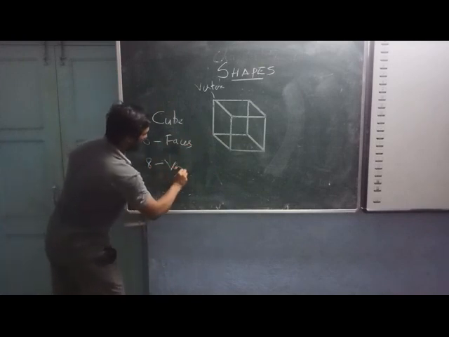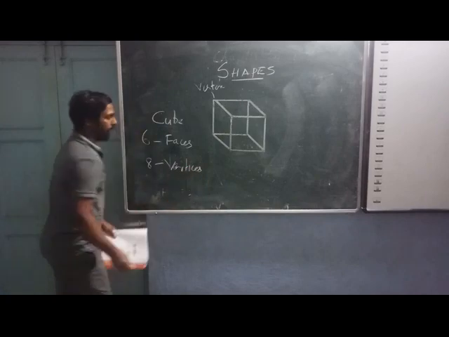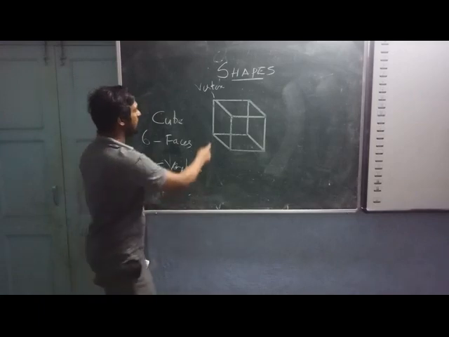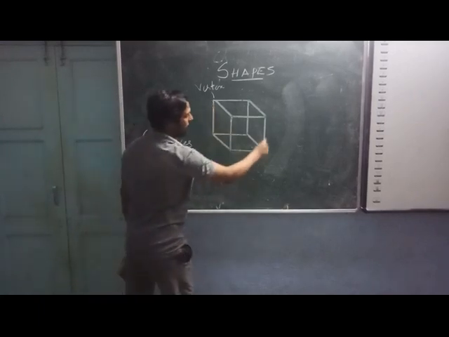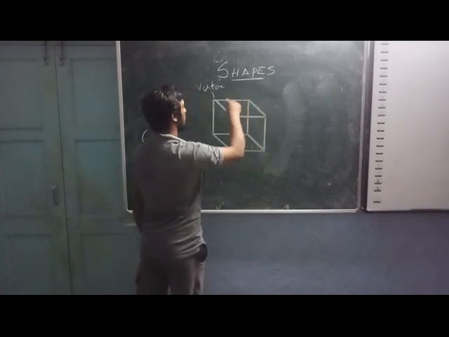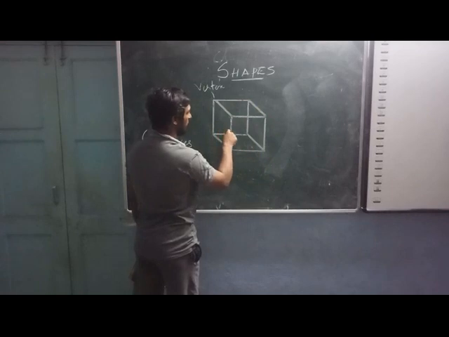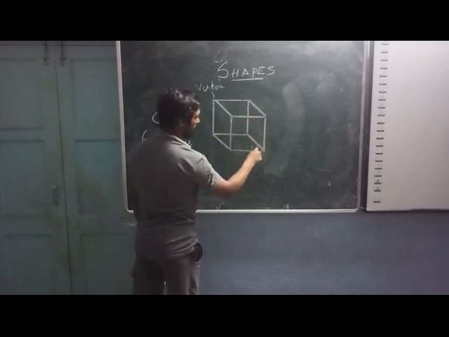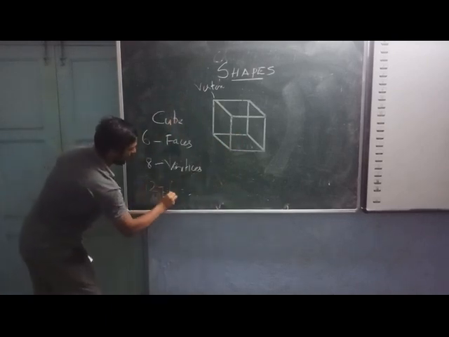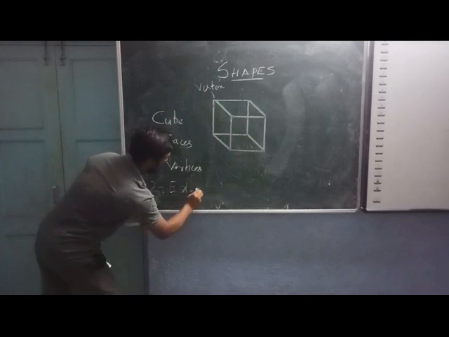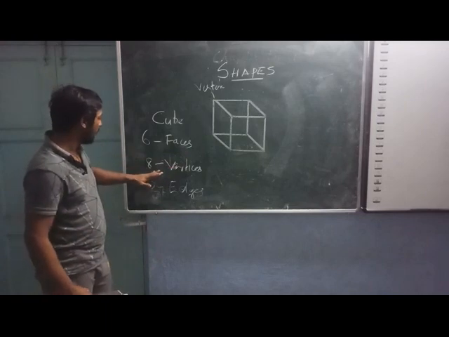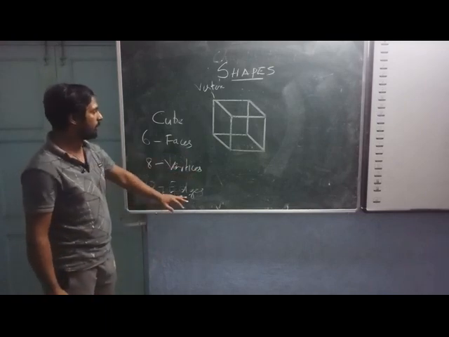8 vertices and finally 12 edges. What is an edge? This line you see, this is called an edge. So, there are 12 edges. Let us count: 1, 2, 3, 4, 5, 6, 7, 8, 9, 10, 11, 12. So, how many? 12 edges. So, a cube has 6 faces, 8 vertices, 12 edges.